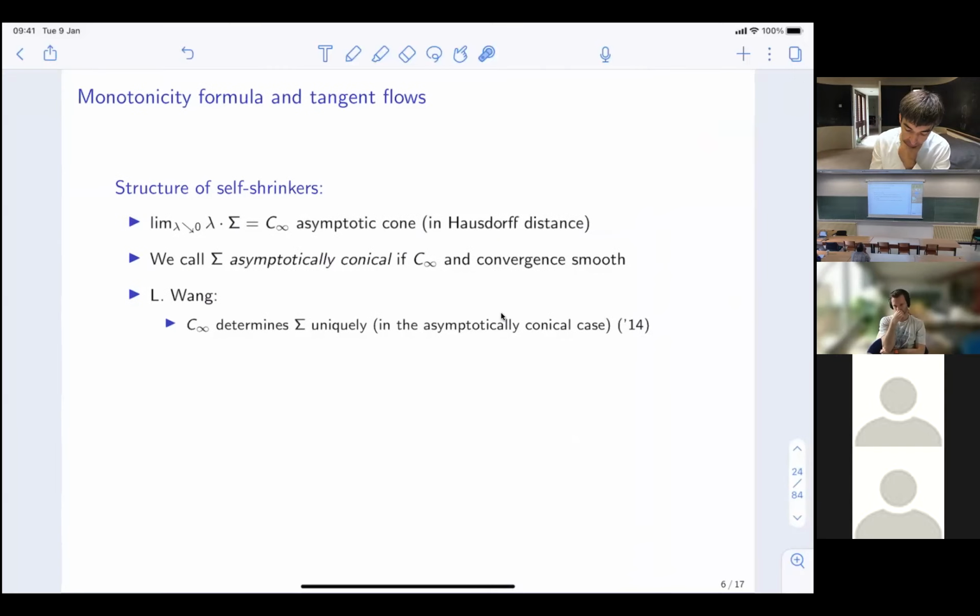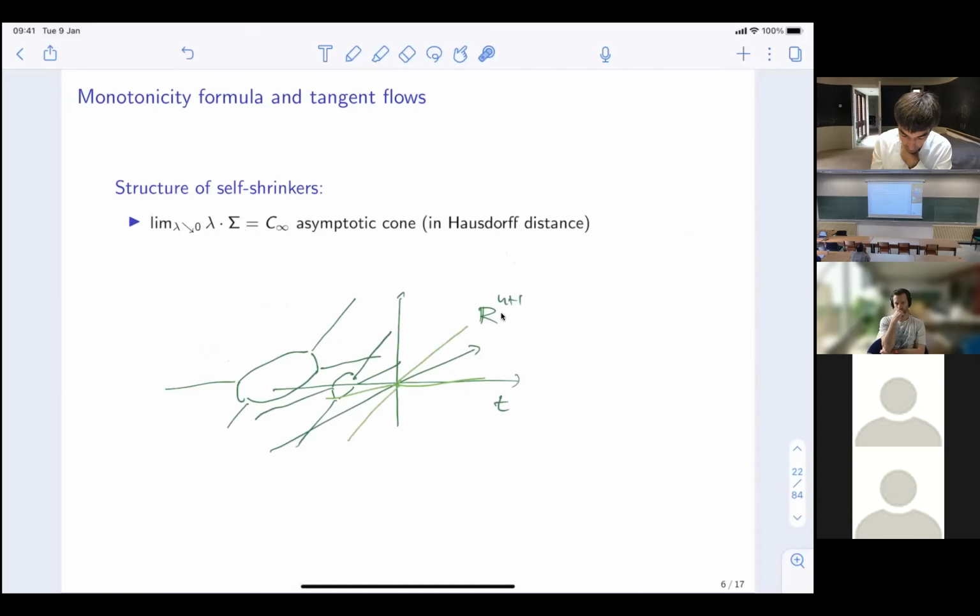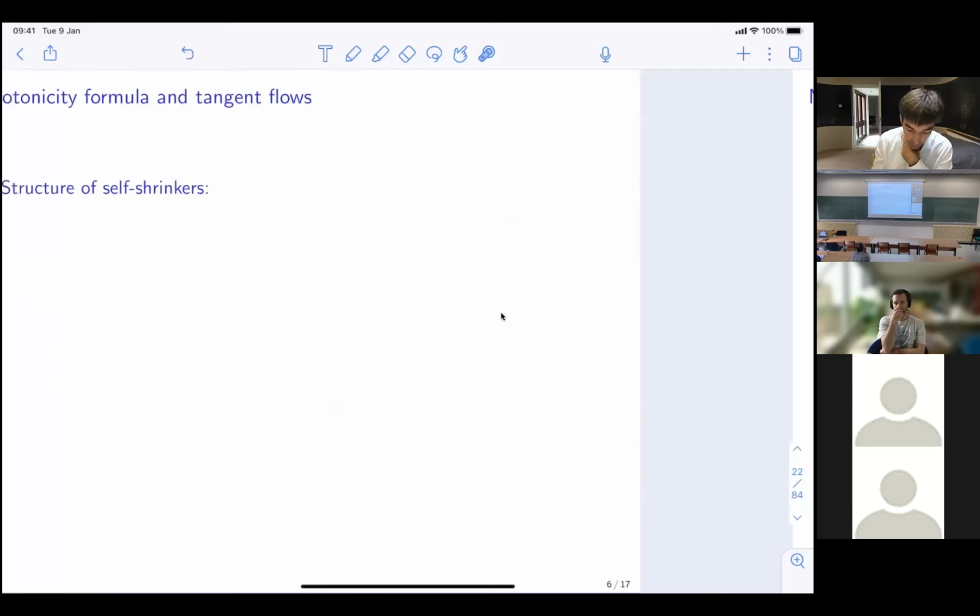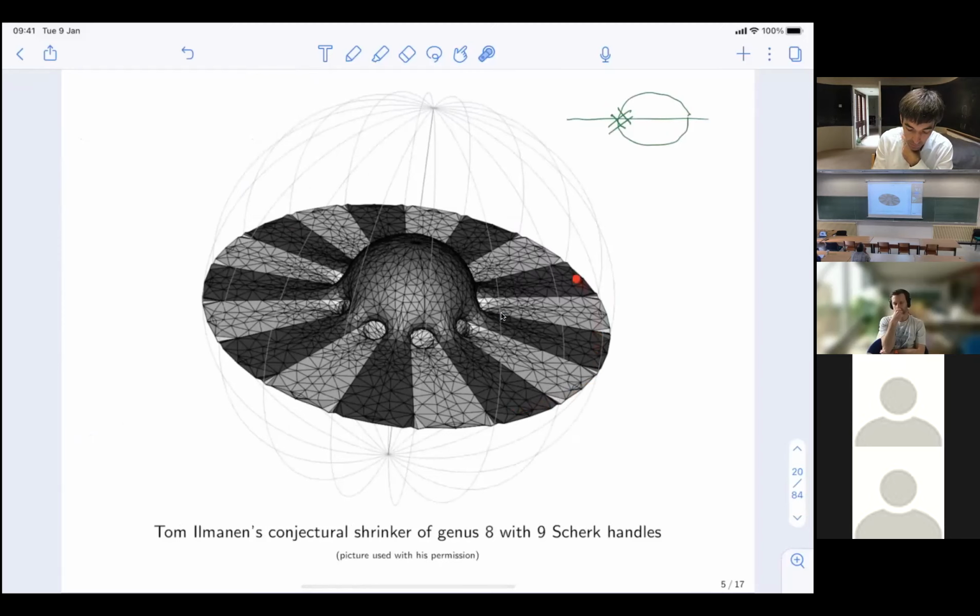Now here the interesting properties. There's a very important result of Lu Wang from 2014. It says if you are in this asymptotically conical case, then the cone at infinity determines the shrinker uniquely. So what does this mean? This means for this cone at infinity, there can only be one shrinker asymptotic to that. I remember this picture, this is why this can't be flat. Because if it were flat, it would have to be just R^2. So it has to be wiggly.